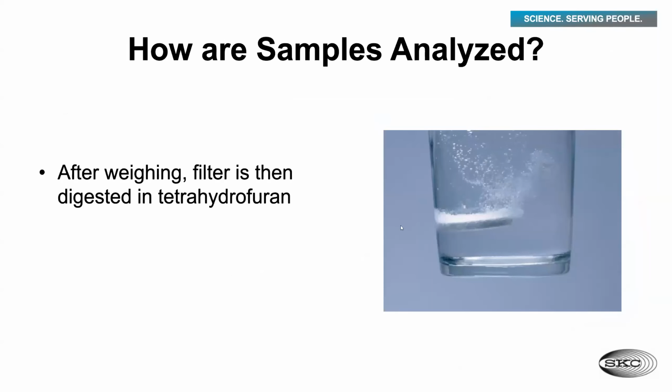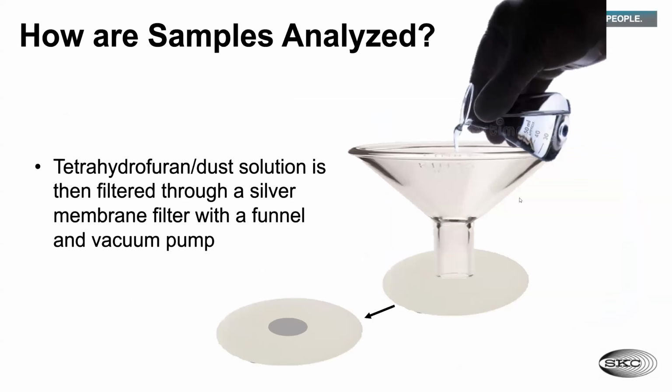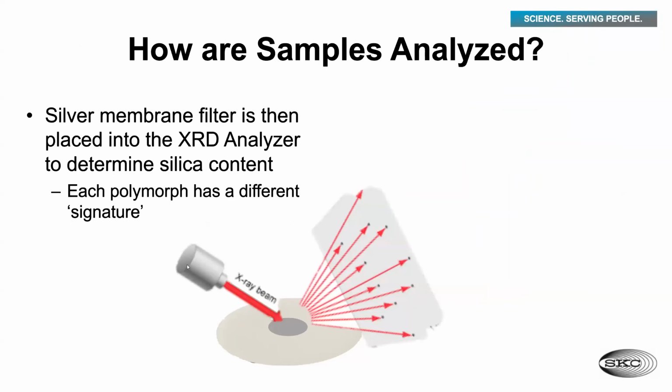After the filter is weighed, it is going to be digested in tetrahydrofuran. What this allows them to do is run that through a funnel and concentrate the dust and the silica onto a silver membrane filter. That filter is then hit with an X-ray beam, and what is reflecting off of that silver membrane filter is going to be categorized, because each of the different types of silica has its own, air quotes, signature, so they know exactly how much silica is within that particular sample.